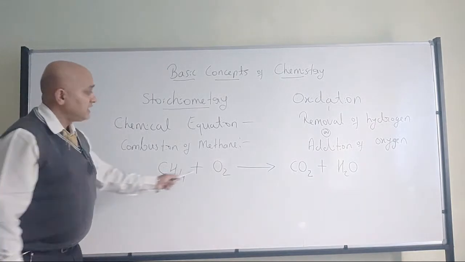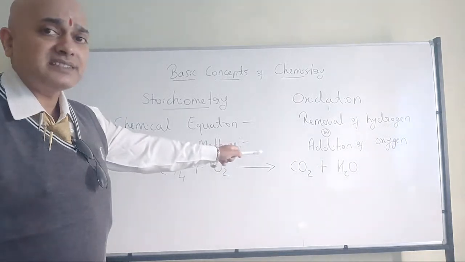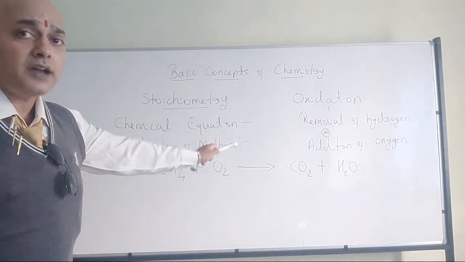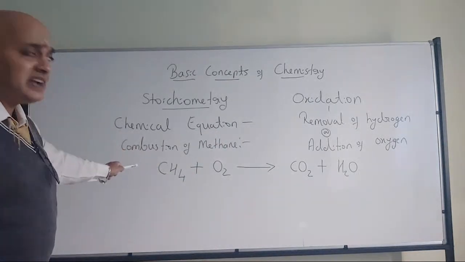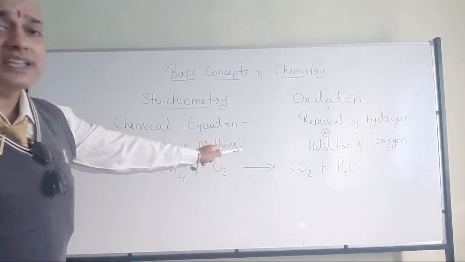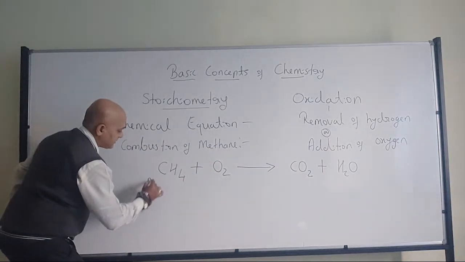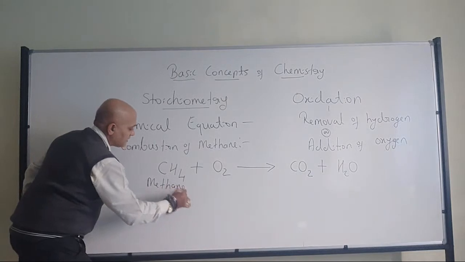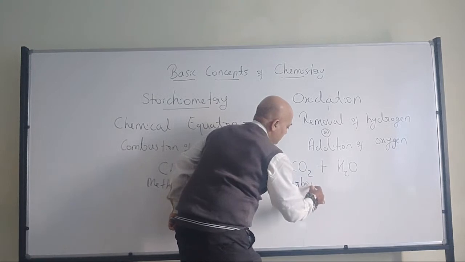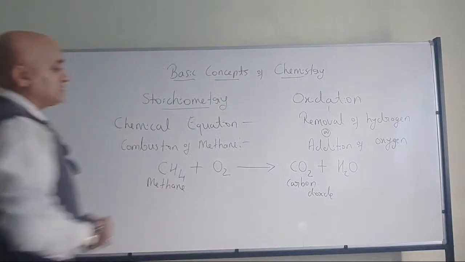So that's where we have the combustion of methane. All of you have understood? On the product side we can see carbon is attached with oxygen. It is getting released as carbon dioxide. And on the left hand side, carbon is attached with hydrogen. So that means carbon is getting oxidized. So in methane, carbon is getting oxidized to carbon dioxide. It is getting converted into carbon dioxide.